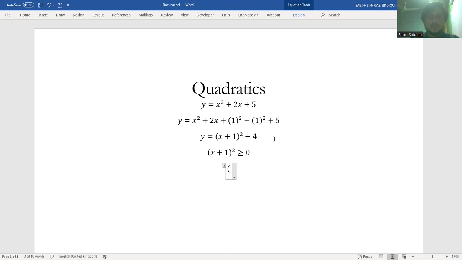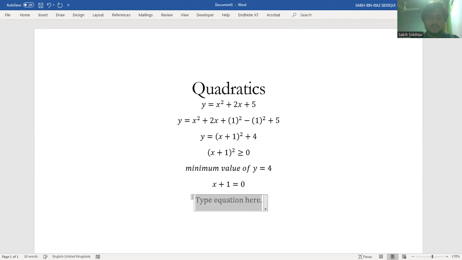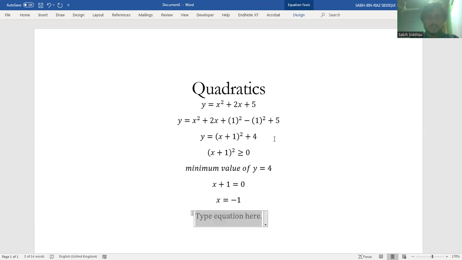If I want, just let me write it, minimum and when the square is 0, the x value has to be -1. So we can say that the turning point or the coordinates of the vertex of the quadratic are simply -1 and 4. These are the reasons that we need to complete the square.